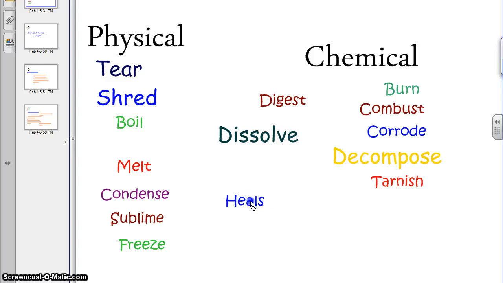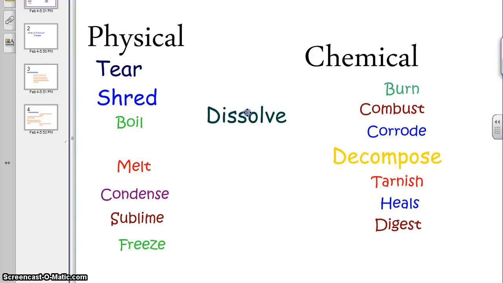Healing. If let's say you cut yourself and your wound heals, how does that happen? Well, your body makes new skin cells out of things you eat, and that requires chemical reactions. Digestion also requires chemical reactions, things in your body turning nutrients into new cells.